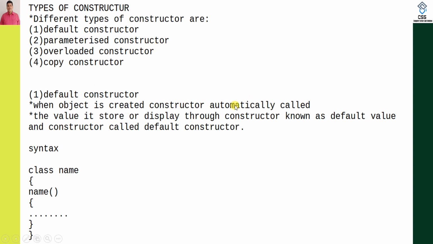First is the default constructor. When the object is created, the constructor is called automatically, and the value that is automatically stored with the help of the constructor is known as your default value, and the constructor is known as your default constructor.